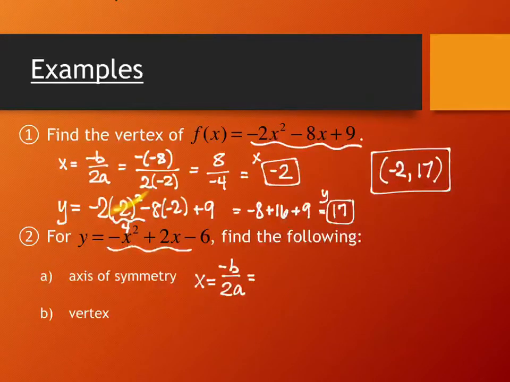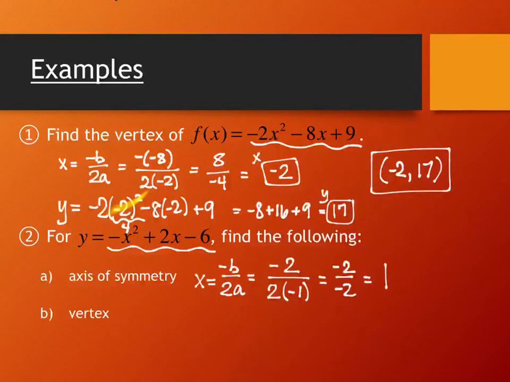So using this equation now, what is b? It's 2. And what is a? -1. So on this one, I have -2 over 2 times -1. So it's -2 over -2, which is 1.